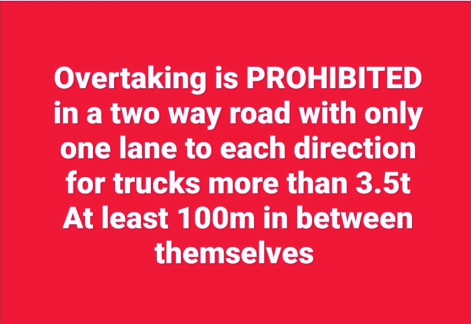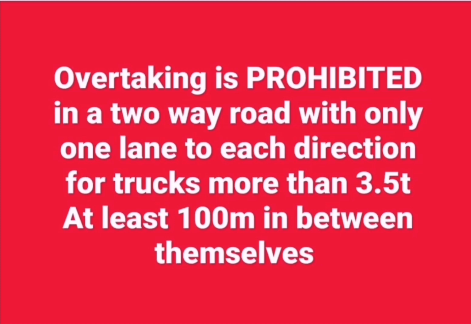They don't need the Divieto di Sorpasso sign to know that they cannot overtake in a road that has one lane to each direction. That's a two-way road with one lane to each direction. They cannot overtake in such a road. It is the law. So it's also in the law that they must give 100 meters in between themselves. If you want to know the reason, remember overtaking is allowed for smaller vehicles. So if there are no spaces in between those big trucks, the smaller vehicles cannot overtake ten trucks together.